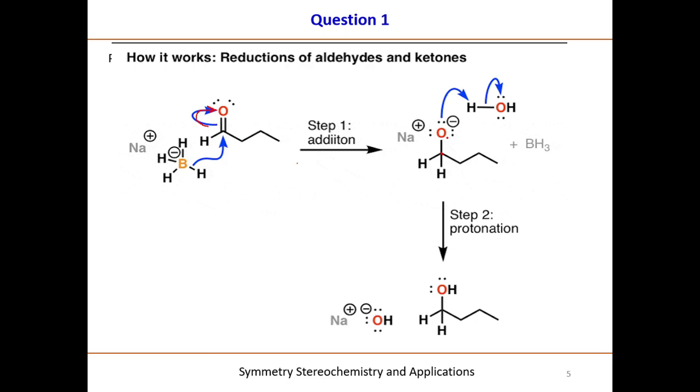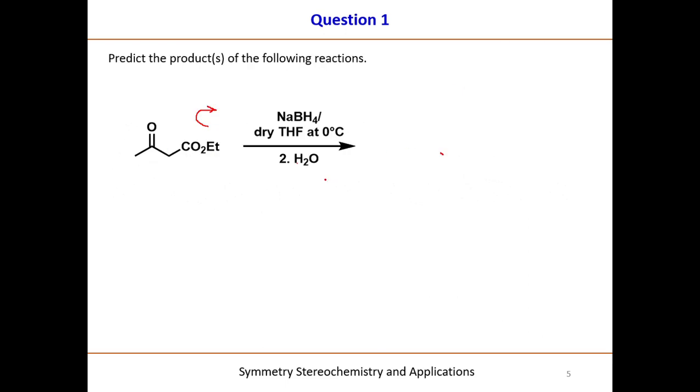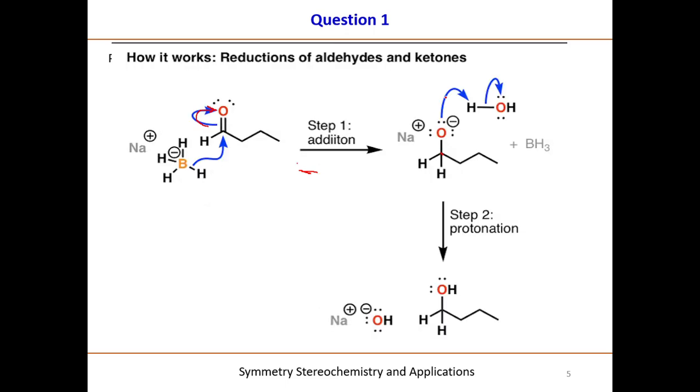Now after getting this minus charge, in the second condition we have water, correct? So this O minus will abstract the proton from this H2O water. Because step 2 is protonation, as I told you, it will abstract the proton and give you an alcohol, and NaOH will be your byproduct. Got it? I hope all of you are clear with the mechanism.